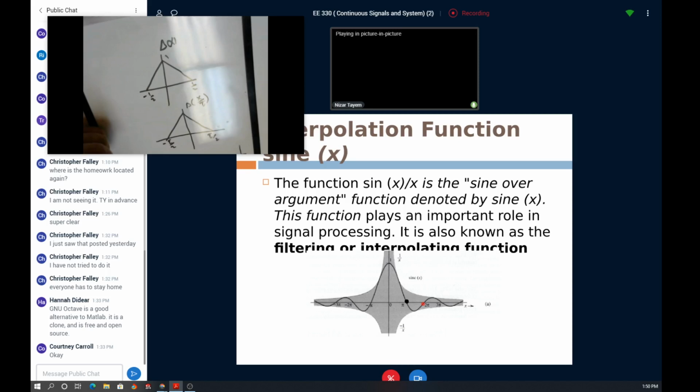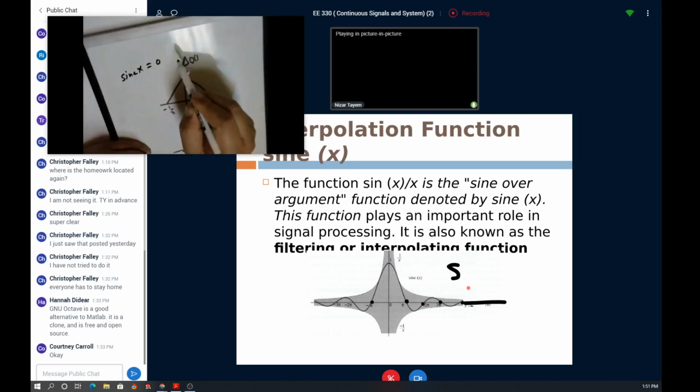If we continue here, again, at 2 pi, we have a zero crossing. So the sinc function, we can write sinc of x as follows: sinc of x is equal to 0 at plus or minus n pi. When this angle is plus or minus n pi, the sinc function is equal to 0. So from that, we can find the zero crossings of the sinc function.